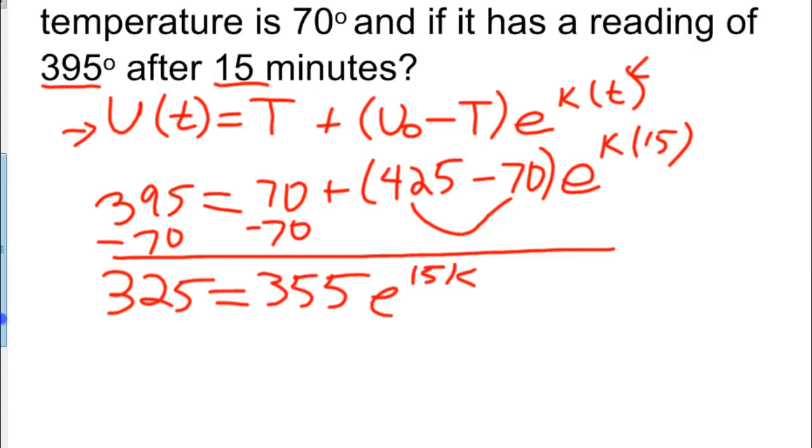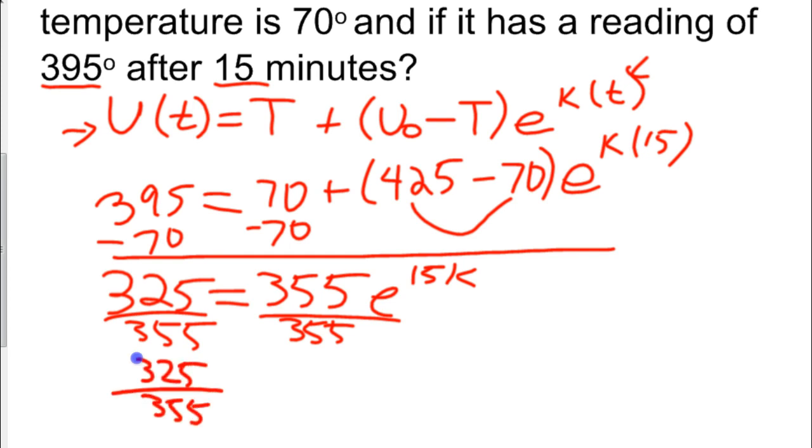Now what do you think I should do? Divide both sides by 355. All right. Hey folks, when you do this, you can leave it as a fraction because you're going to be using your calculator the whole time. Let me go ahead and warm up the calculator here. All right. So I'm going to get this 325 over 355 equals e to the 15K, right? It's like 0.9154 or whatever.